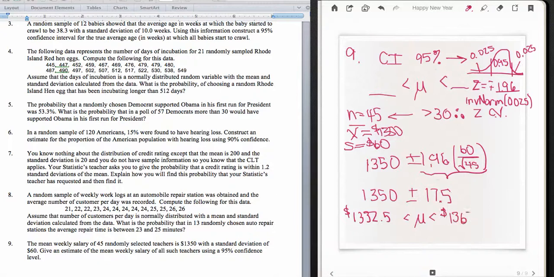1367.5. And the interpretation of this is, with 95% confidence, we feel the true mean weekly salary of all teachers is between $1,332.50 and $1,367.50. And so that wraps up these examples. And hopefully you got them all right, or at least you learned what you missed when you were looking for them so that you could get the correct answers.